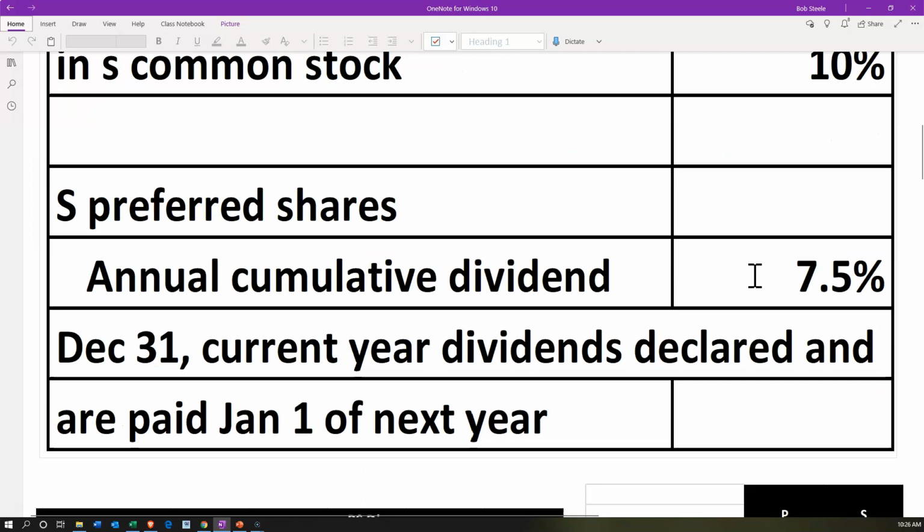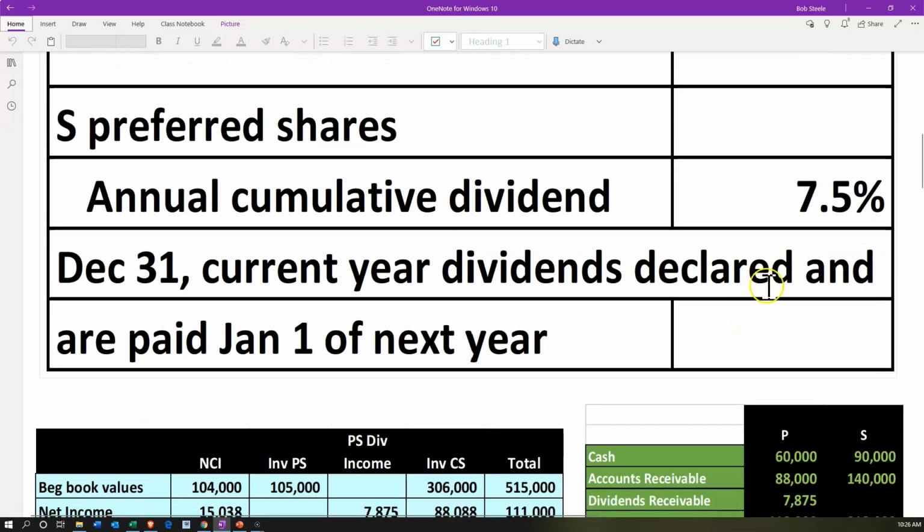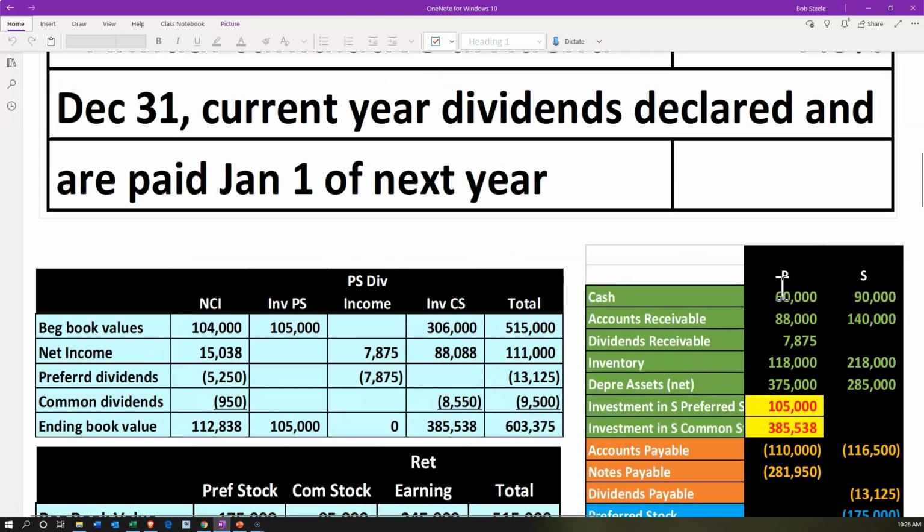As for the preferred shares, there's an annual cumulative dividend of 7.5%. On December 31st of the current year, dividends are declared and are paid on January 1st of the next year.